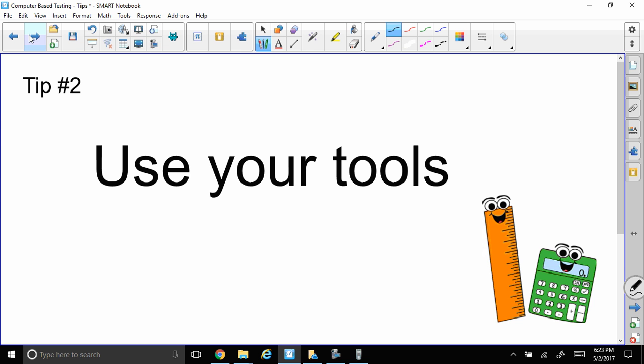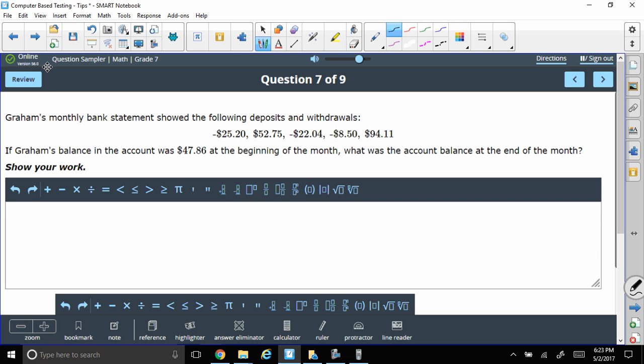What do you mean, Dr. Rob? Well, let's see. Here's a statement. Graham's monthly bank statement showed the following deposits. That means money that was put in, and withdrawals. So I notice it's a negative $25.20. It's $52.75, a negative 22.04, a negative 850, and 94.11.